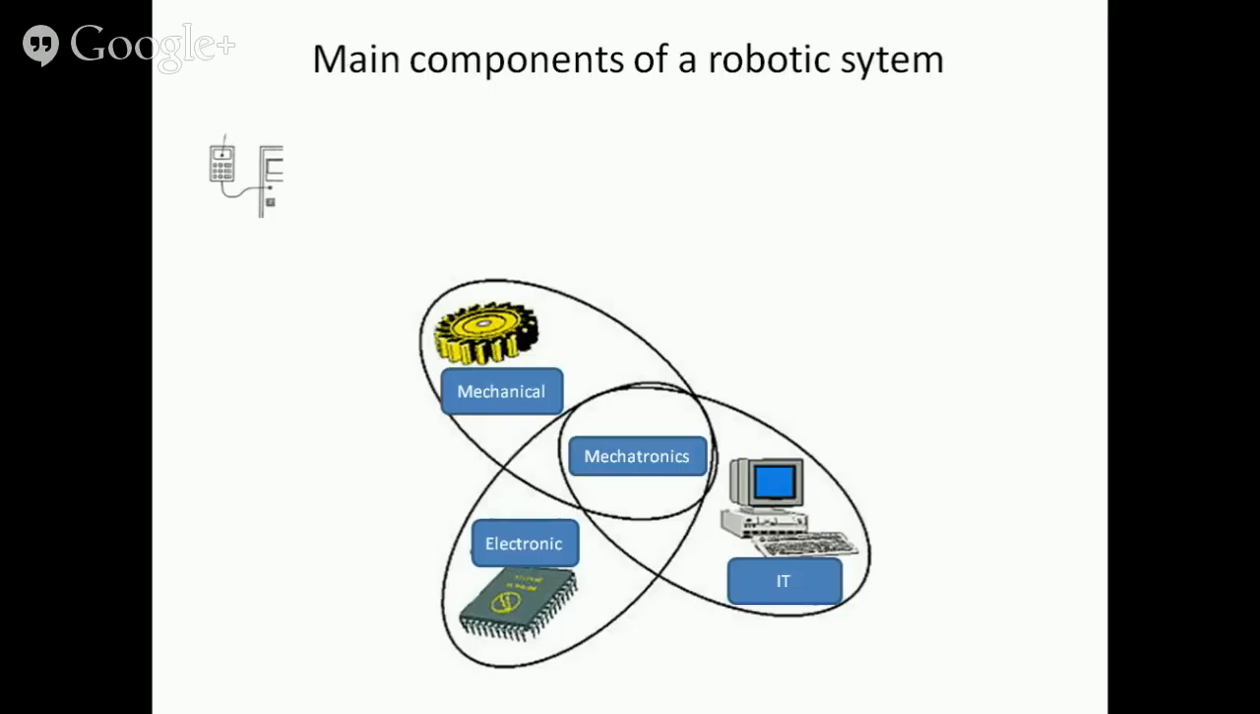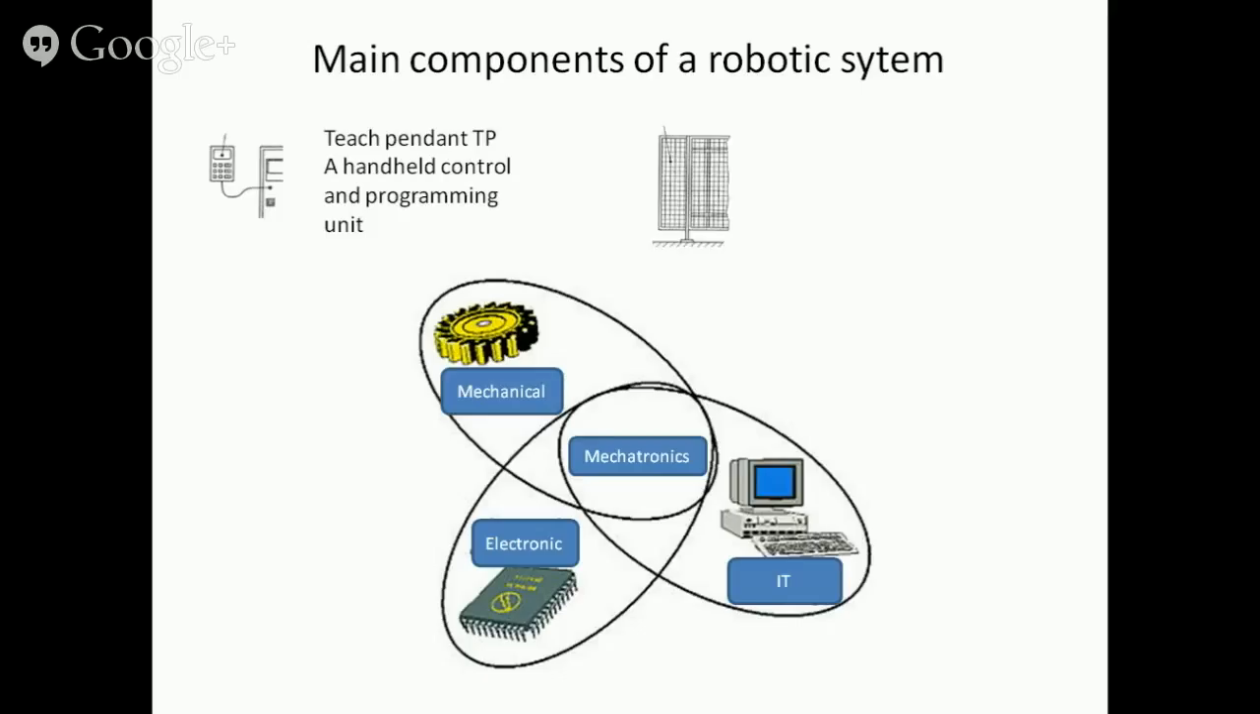A handheld control and programming unit called Teach Pendant facilitates the teaching of positions and programming. Safety fences, such as, for instance, a solid modular wire mesh barrier, as in this case, restricts the access to the robotic cell and makes it safe for humans.